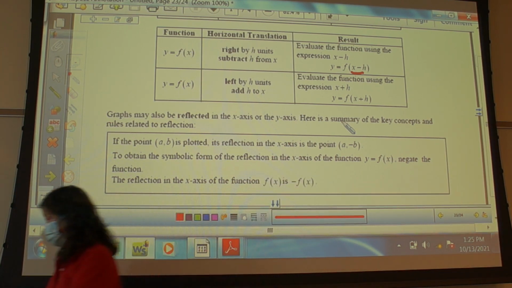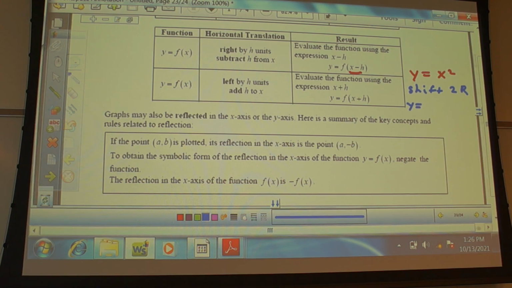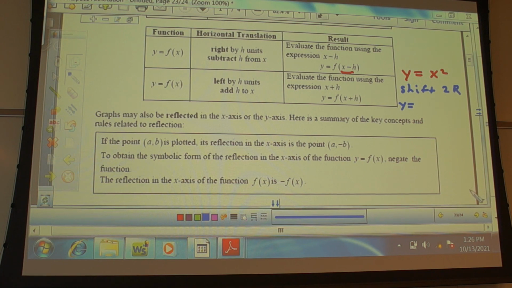So let me give you an example. Y equals x squared. If I want to shift 2 to the right, how would I write that? Y equals what? How do I write that? Check with your neighbors. I'm going to call on someone randomly in 30 seconds.